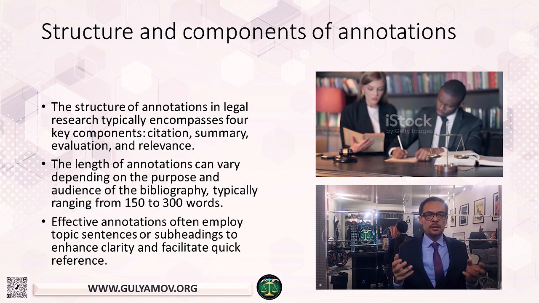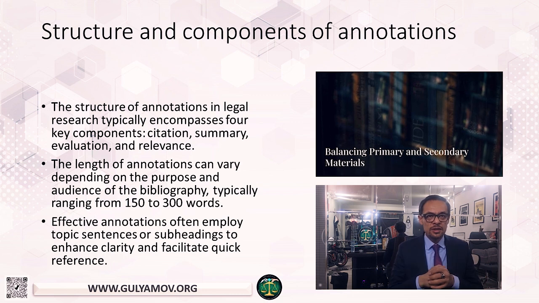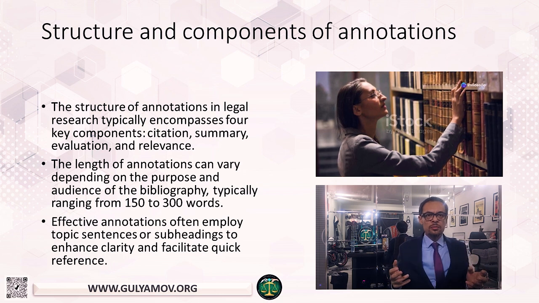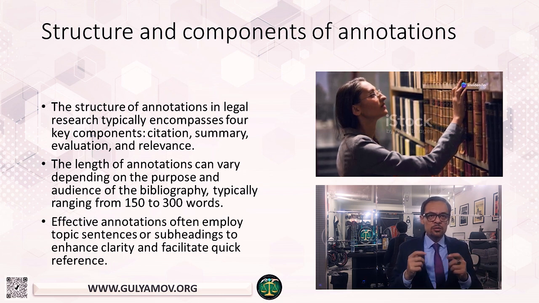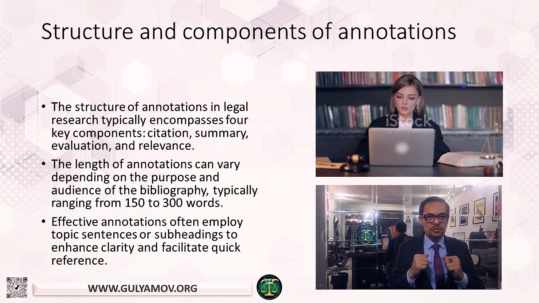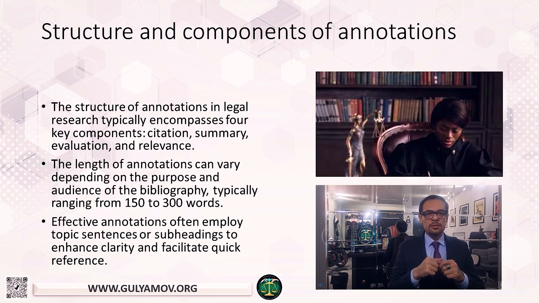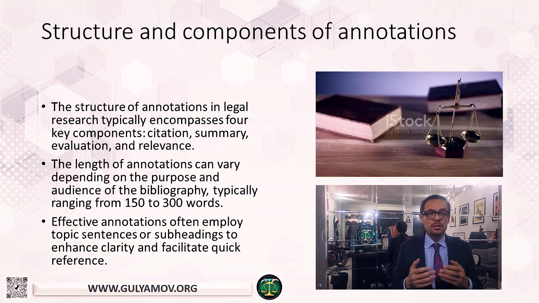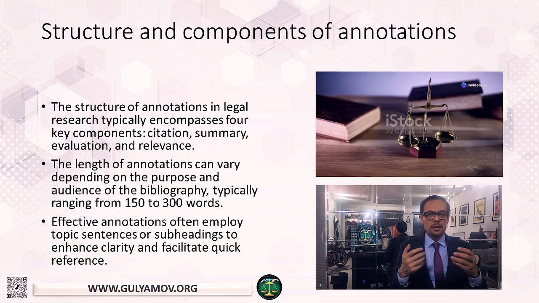The structure of annotations in legal research typically encompasses four key components: citation, summary, evaluation, and relevance. The citation, formatted according to the appropriate legal citation style, e.g., Bluebook, OSCOLA, provides the bibliographic information necessary for locating the source. The summary offers a concise overview of the source's main arguments, methodologies, and conclusions.